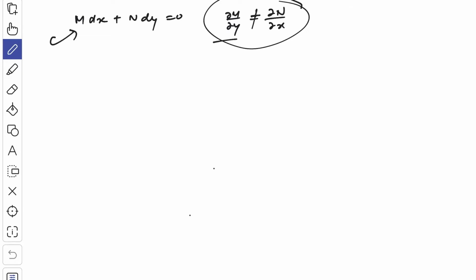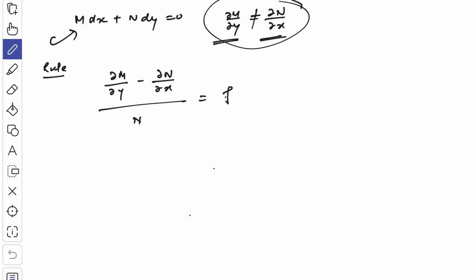Suppose ∂M/∂y is not equal to ∂N/∂x. Then the first rule: first we find ∂M/∂y minus ∂N/∂x, then we divide this by N. If it can be expressed in the form f of x, then our integrating factor will be e to the power integration f of x dx.